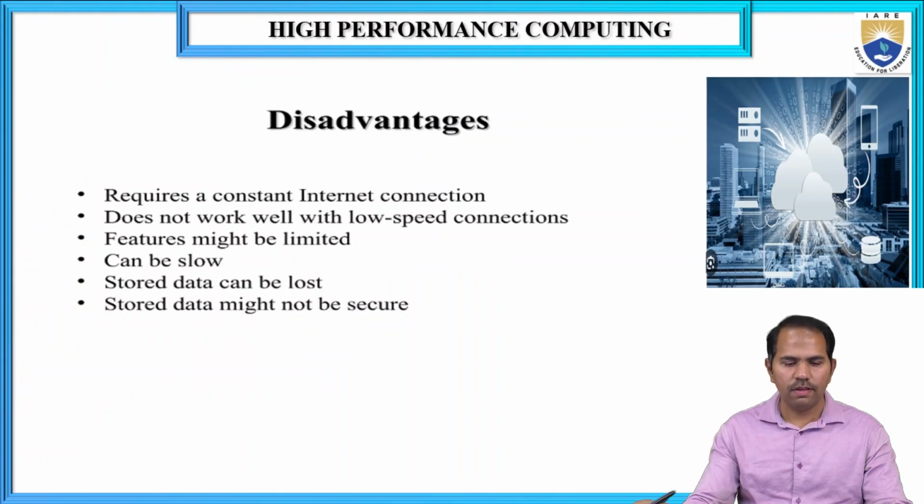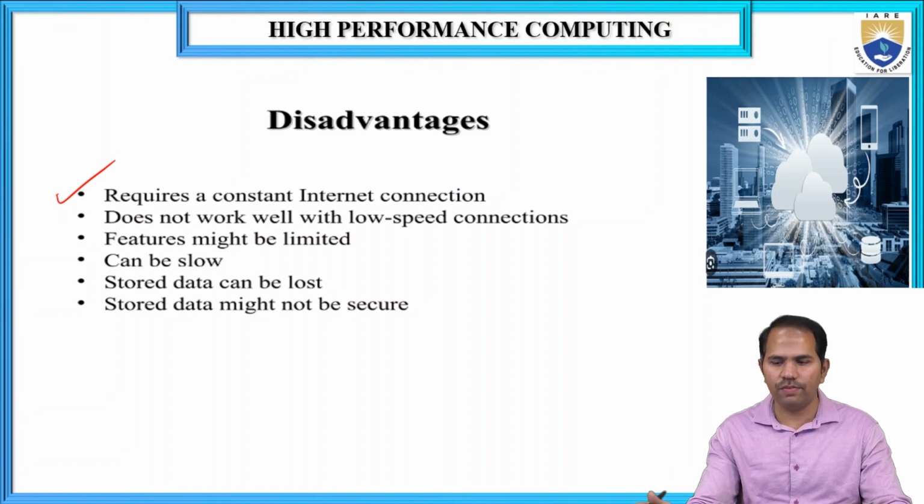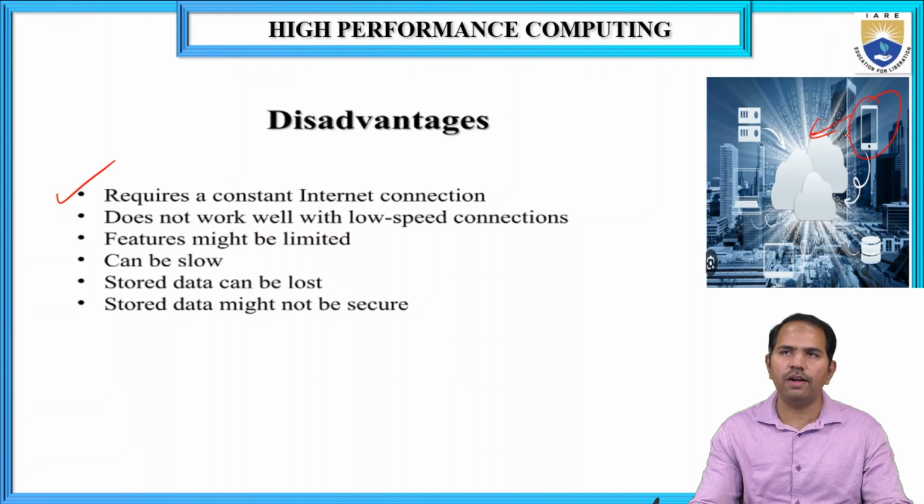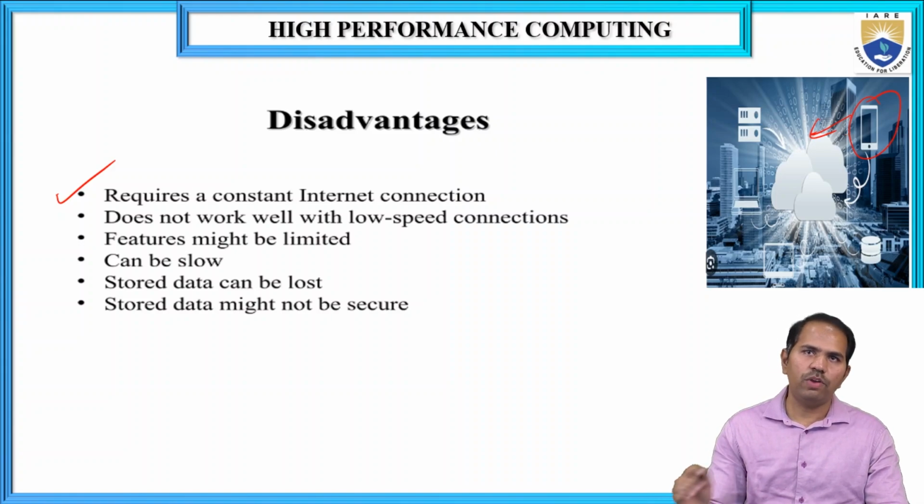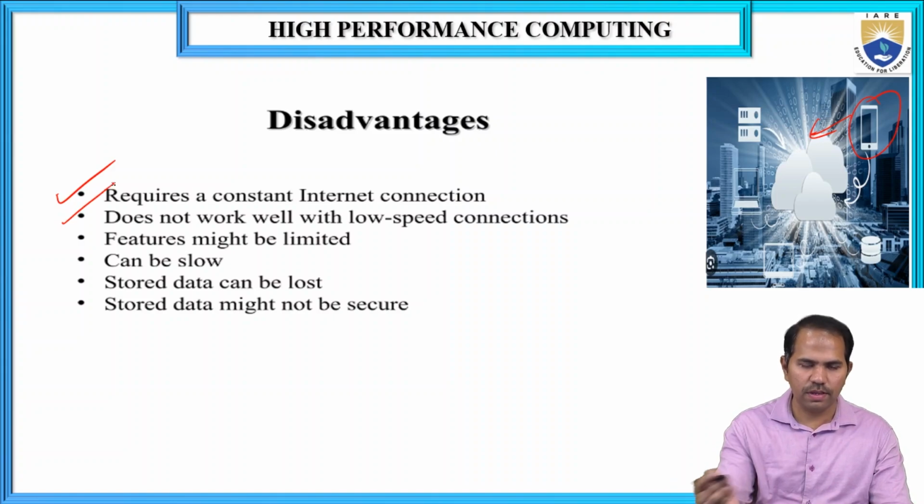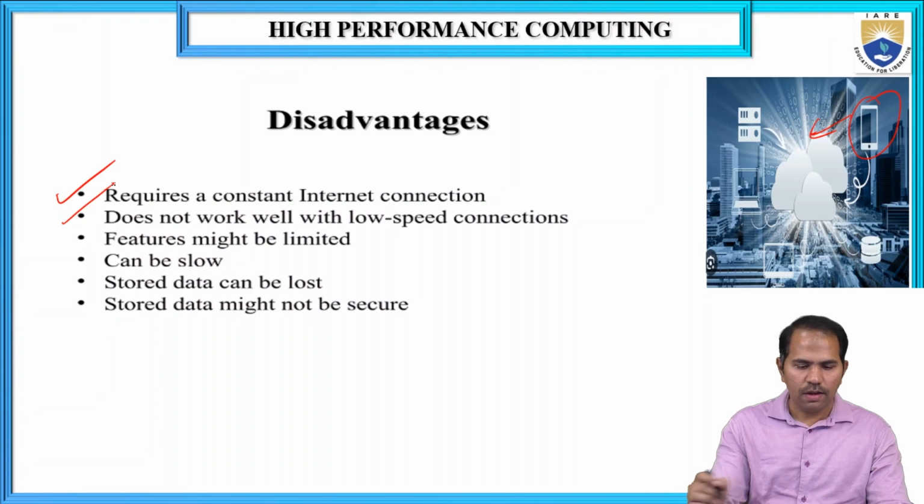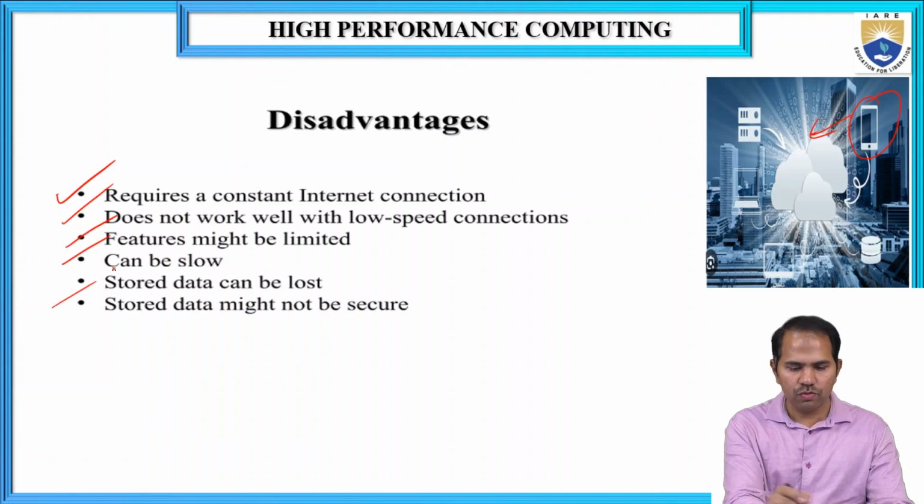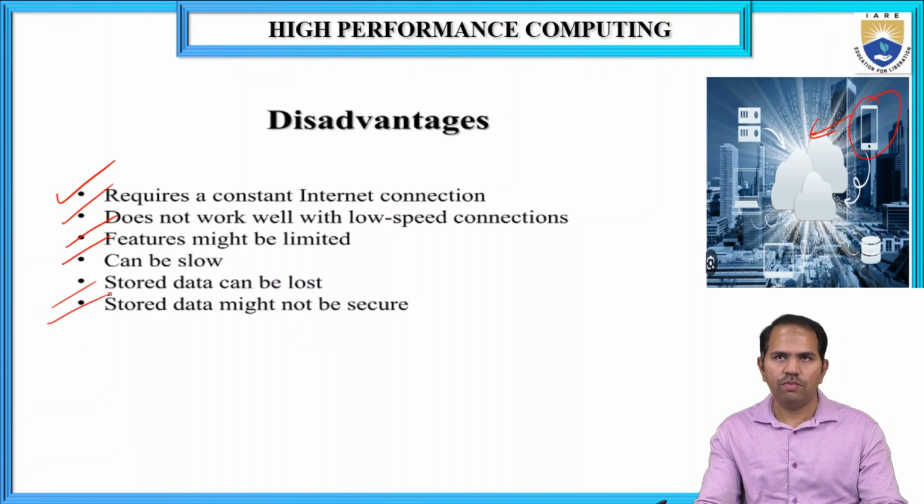What are the drawbacks? It requires a consistent internet connection. It always has to be maintained, because we are always connected to the cloud. For example, through mobile we have to connect to the cloud through the internet only. So we always require a consistent internet connection. It does not work well with low-speed connections, and features might be limited. It can be slow. Stored data can sometimes be lost, and stored data might not be secure.